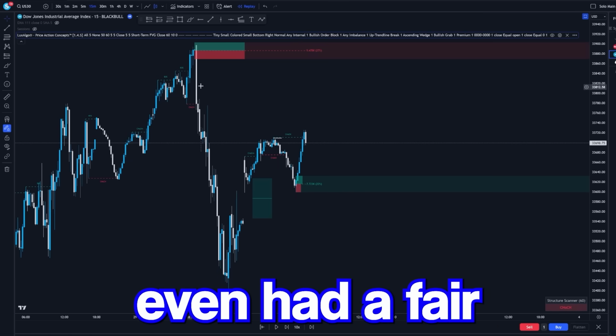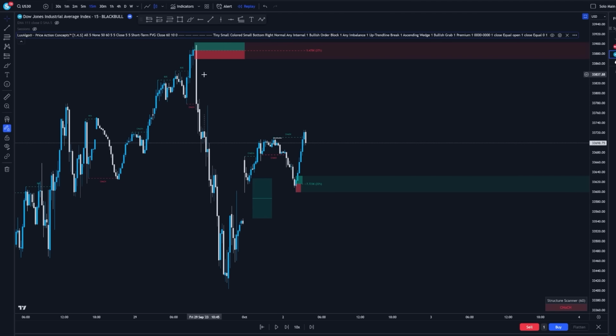Let's say that we even had a fair value gap here and we're looking to wait for the market to come here. This is basically where I will be putting limit orders to enter the market and take this opportunity.